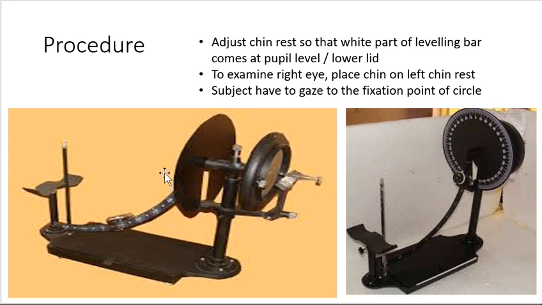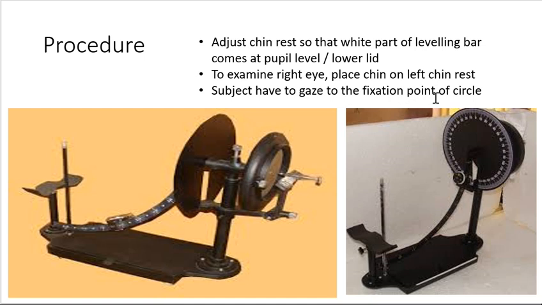For the procedure, first of all, adjust the chin rest so that the white part of the leveling bar comes at pupil level or lower lid level. So the chin rest should be adjusted upwards so that this white bar is at pupil level or lower lid level. And the opposite side of the eye to be examined: for example, to examine the right eye, place the chin on the left side.